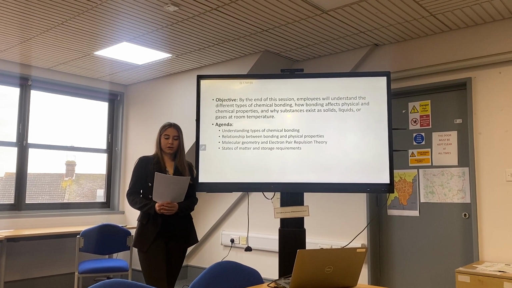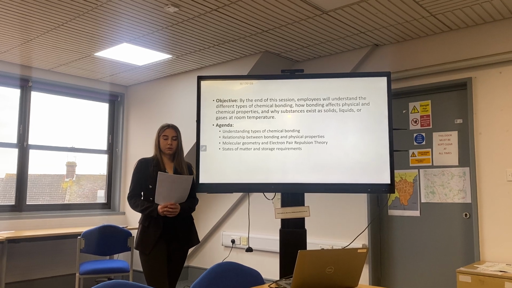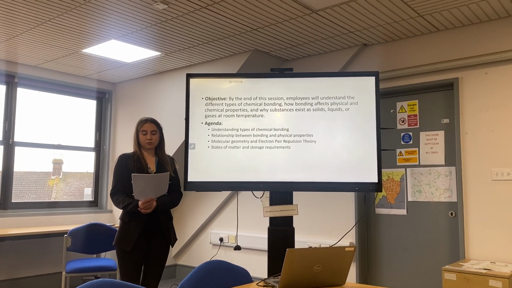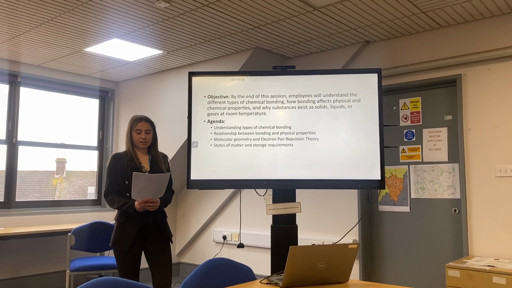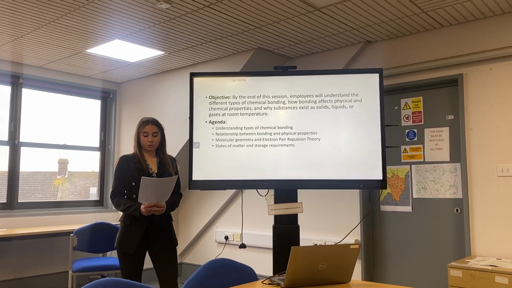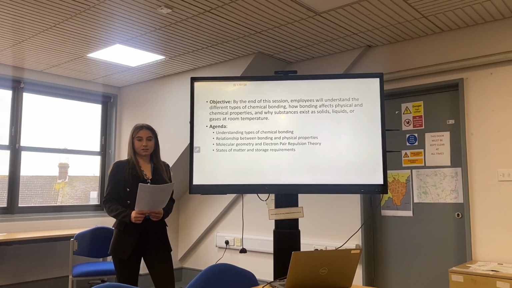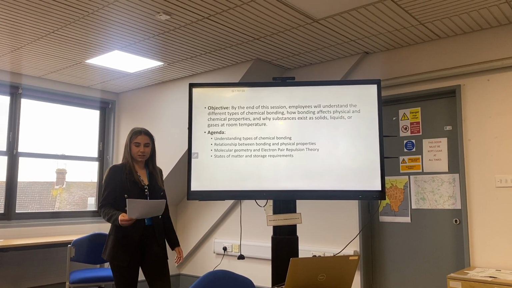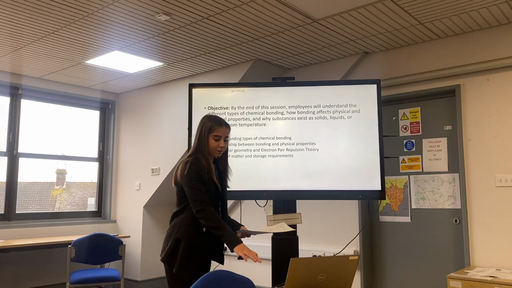Today's training will focus on how the samples you work with bond together to form compounds and why they exist as solids, liquids and gases at room temperature. Understanding these principles will help you safely store, handle and utilise these substances effectively in your work. We'll begin by exploring the different types of chemical bonding.